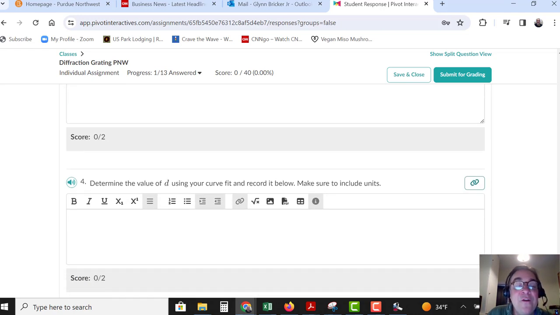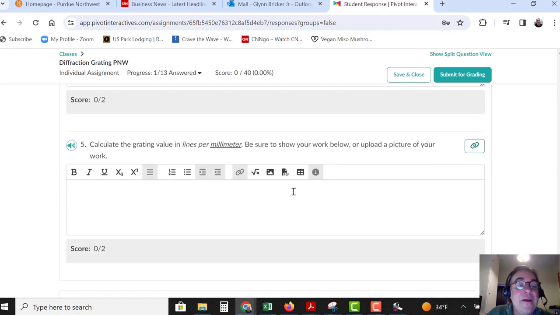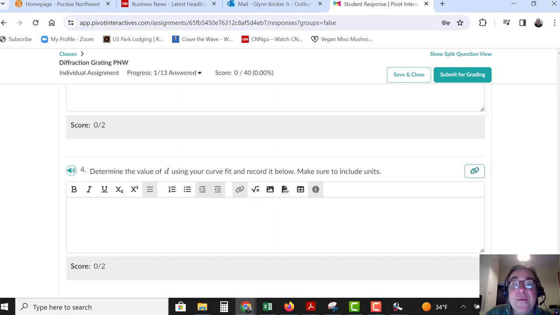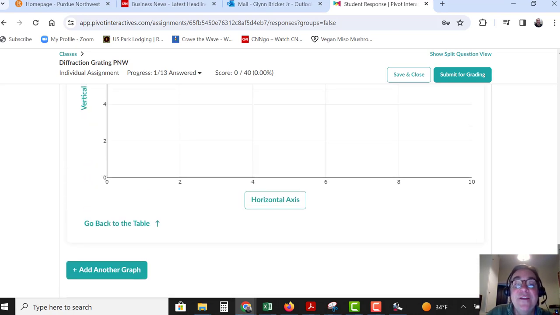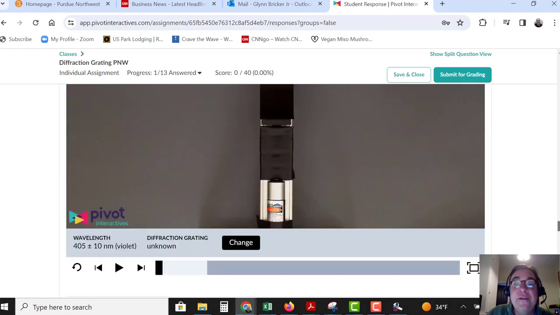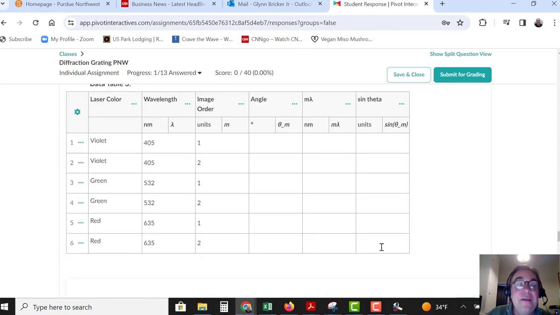And then determine the value of d from this. The value of d is the slope, and make sure you include units for that. Then calculate the grating value. If you get the value of d, the grating value is 1 over that, and make sure you put that in lines per millimeter. Be careful with that, because when you graph this, m times the wavelength here is in nanometers, right?